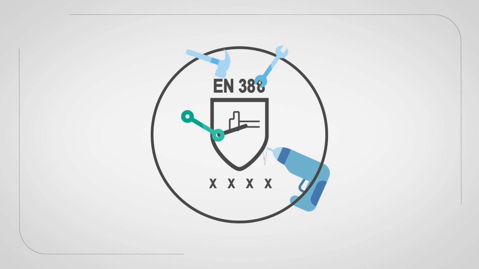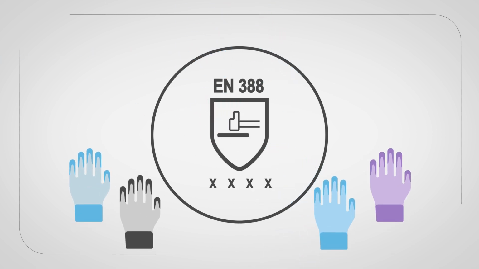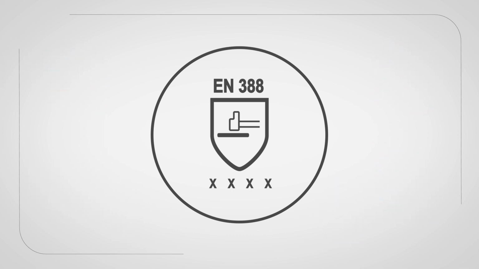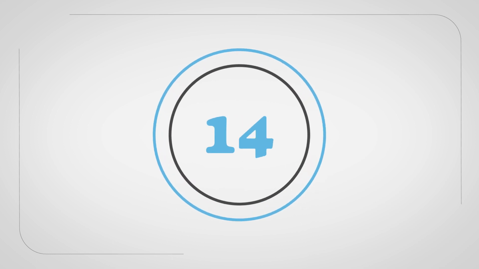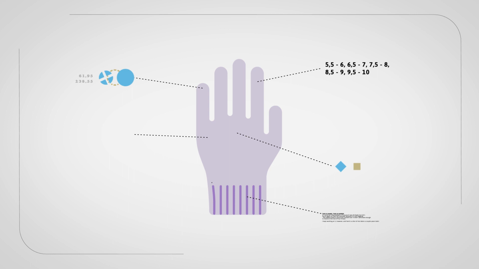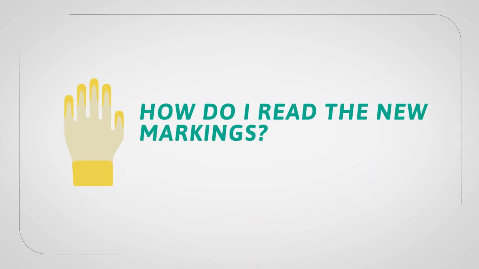In November 2016, the European Committee for Standardization changed the EN388 standard, defining the performance levels for gloves giving protection from mechanical risks. This was needed as the standard was over 14 years old. Since that time, glove materials have changed and require new test methods with more consistent results. How do I read the new markings?